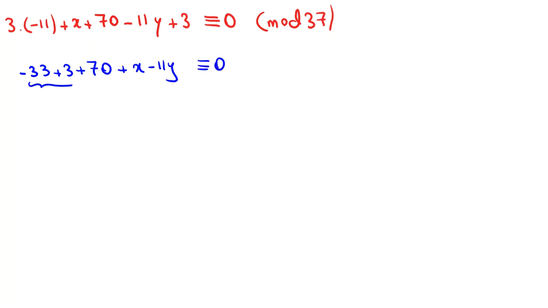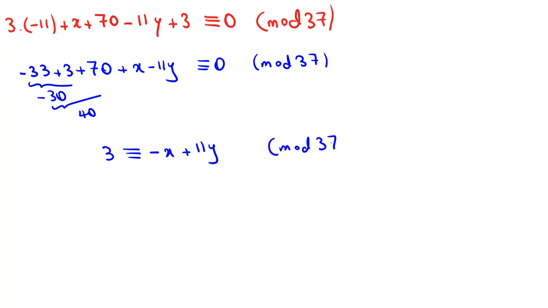So this one, 3 minus this, will be negative 30, and this one will be 40. 40 mod 37 will be 3. So here we say 3. Unlike equality, take x to the right-hand side, negative x, and negative 11y to the right side, it will be plus 11y mod 37. Okay, so we know y and x were digits, so 11y minus x can be what? The minimum is when y is 0, for example, x is 9, so the minimum is negative 9, if you want to consider.